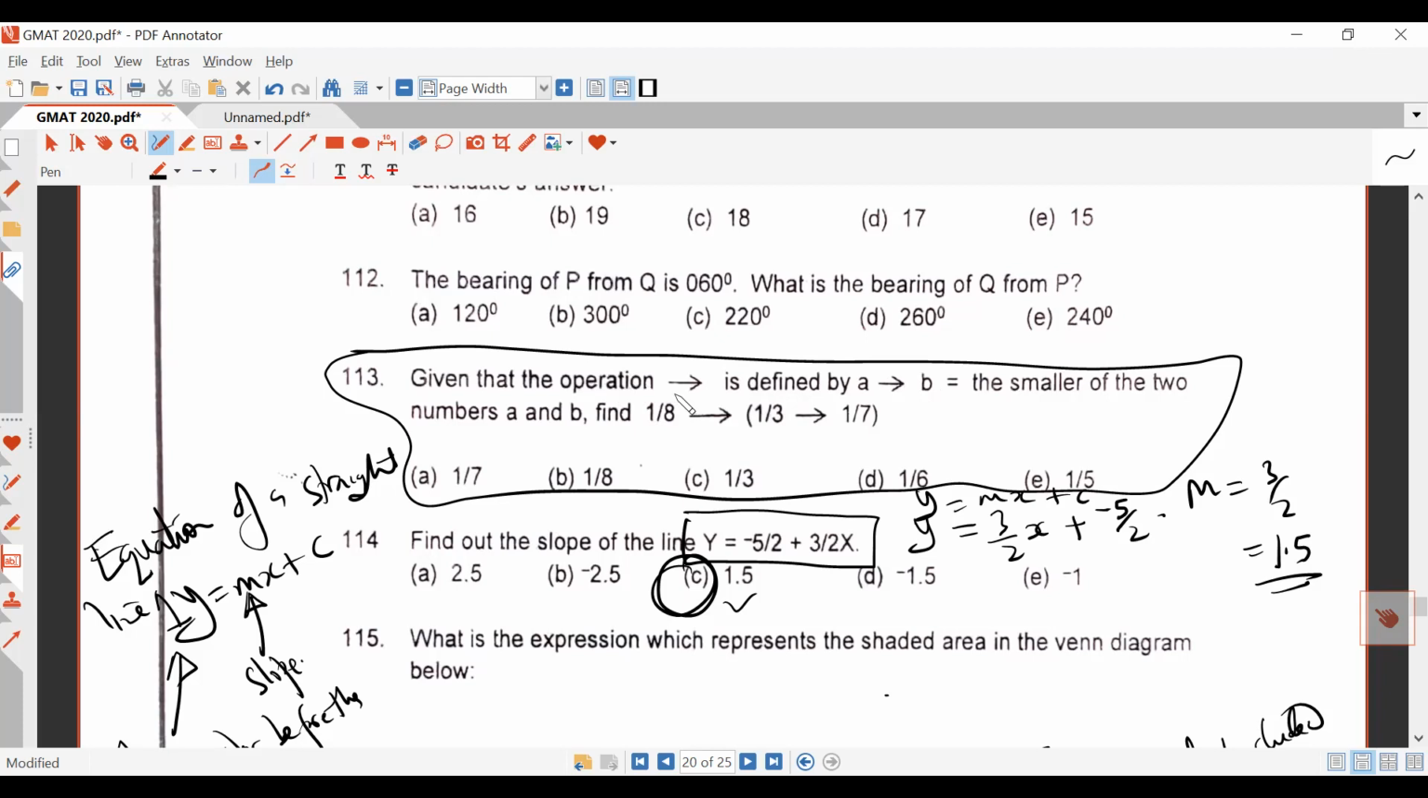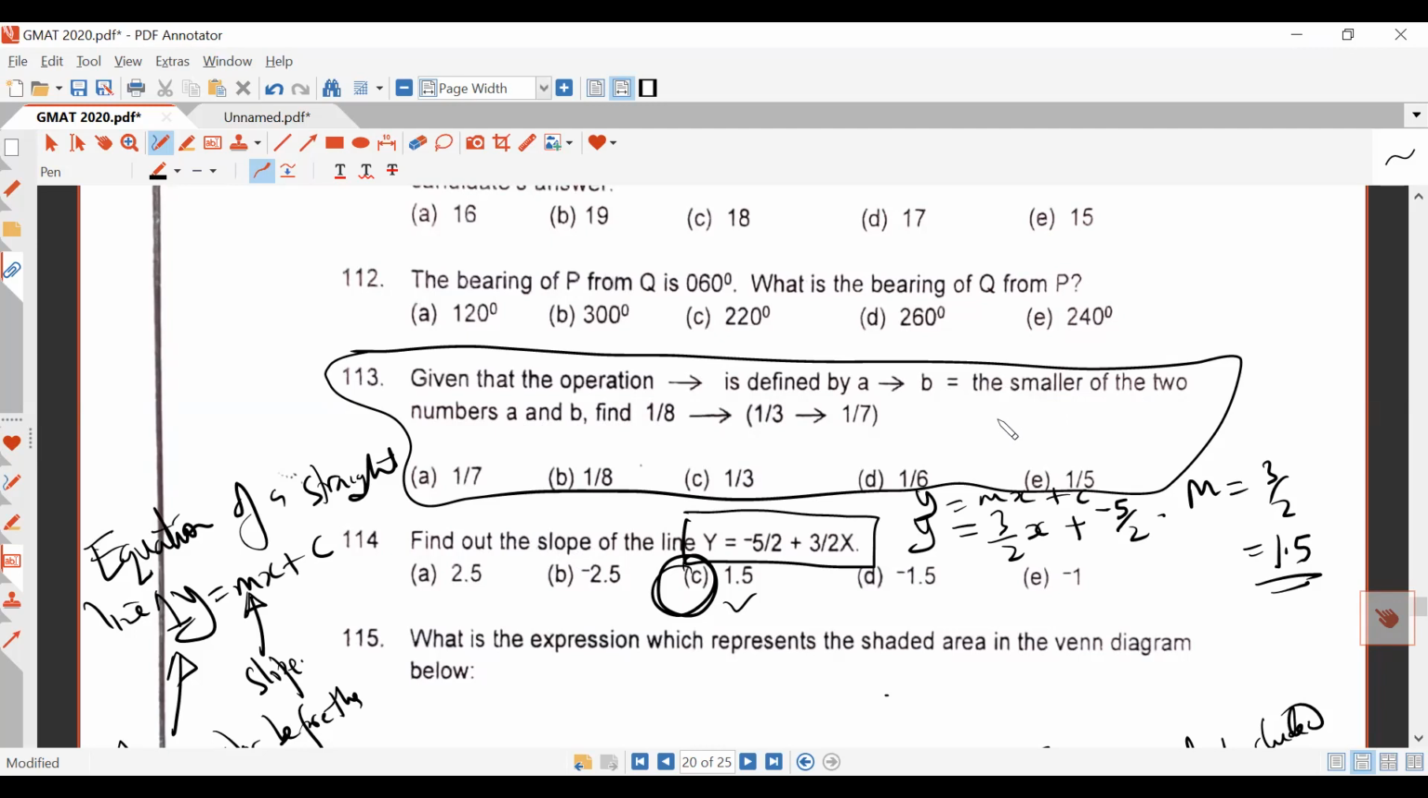We have the operation arrow defined by A arrow B is equal to the smaller of the two numbers A and B. So I just need someone to remind us about this. That arrow is just an operator, same as a star. Yes. We start with the brackets. Our A will be a third, and our B will be 1/7.